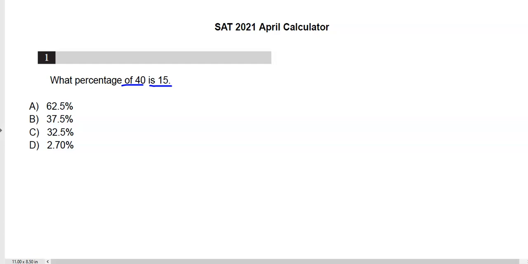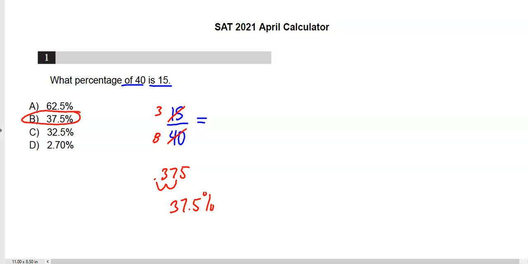So a couple different ways we could do it. It's basically saying what is 15 out of 40. If you do that, you could just divide it in your calculator. You could also reduce this fraction down. So if I reduce this down, 5 goes into here 3 times, 5 goes into here 8 times. I know that 3/8 is 0.375, which when you want to change a decimal to a percent, you can move it 2 places. So 37.5%. Correct answer will be B.